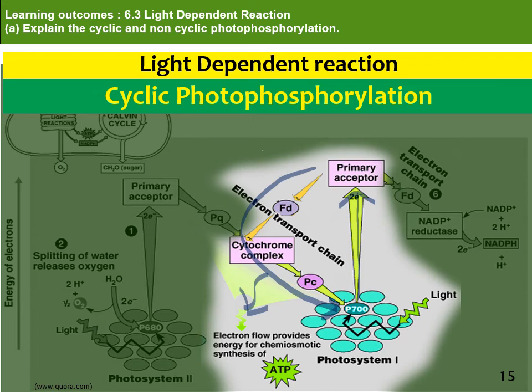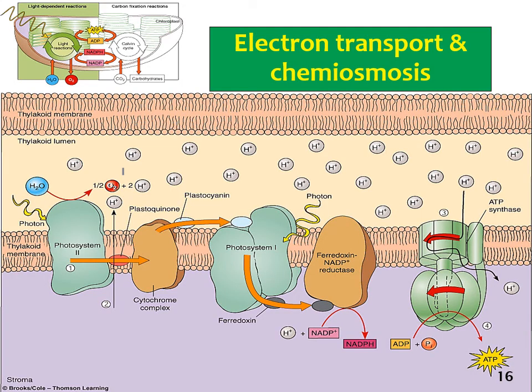So cyclic photophosphorylation allows the chloroplast to generate enough ATP to satisfy the higher demand for ATP in the Calvin cycle. Before I end my discussion on the light dependent reaction, actually how the chloroplast generates ATP is the same as the mitochondria, by the same mechanism that we call chemiosmosis, the chemiosmosis theory.